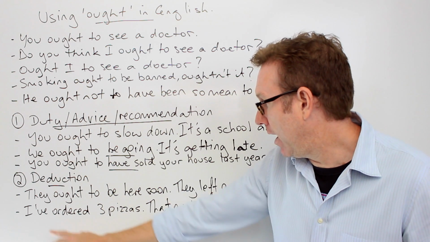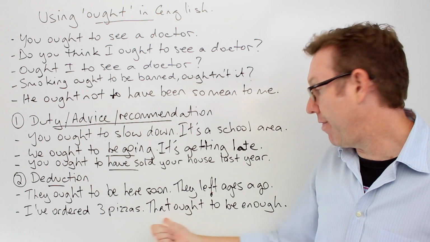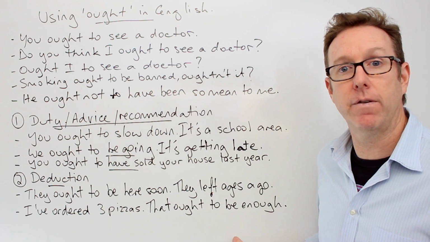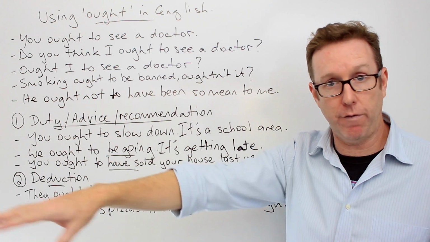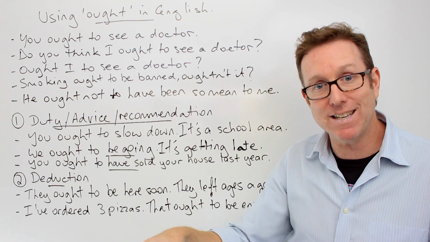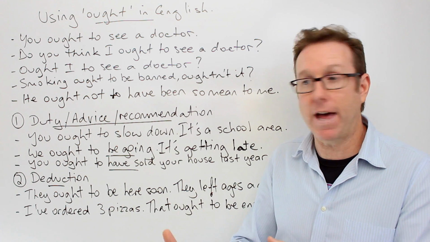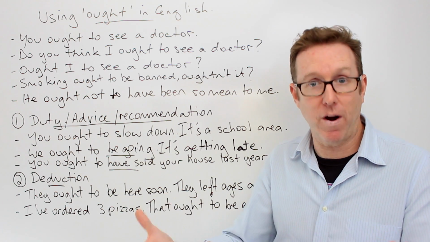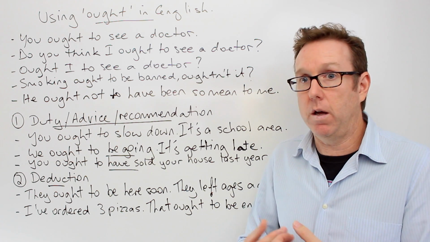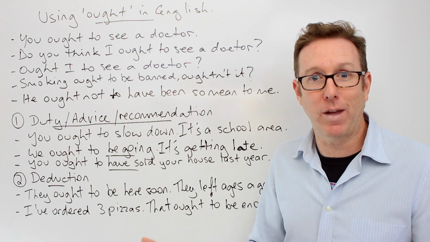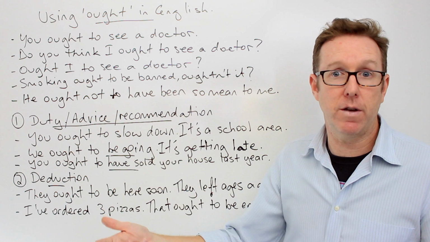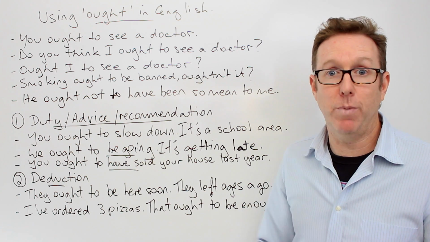And this last one, I've ordered 3 pizzas. That ought to be enough, okay? Because there's only 3 or 4 people, so 3 pizzas ought to be enough, okay? I'm deducing that that is the correct amount for us to eat well, okay? 3 pizzas, 3 of us, 3 pizzas ought to be enough.